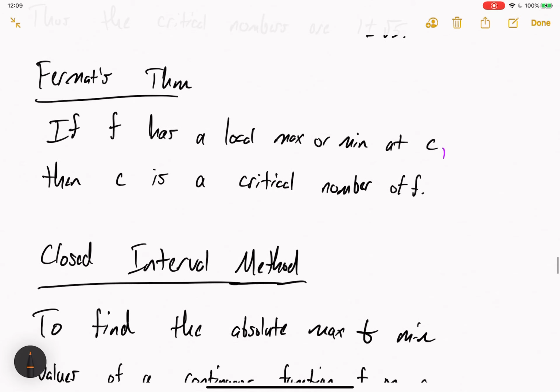So we can now restate Fermat's theorem with critical numbers, because a critical number is where the derivative is equal to 0 or doesn't exist. This is a slightly stronger version of it, but this is the way you would want to remember it. So this is a more important one. If f has a local maximum or minimum value at c, then c is a critical number of f. So the derivative there exists and is equal to 0, or just doesn't exist.